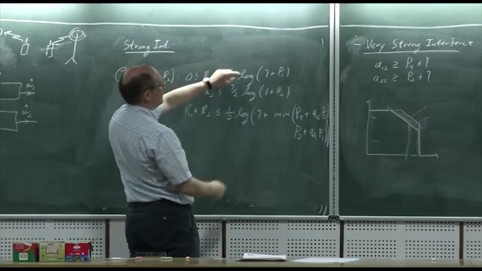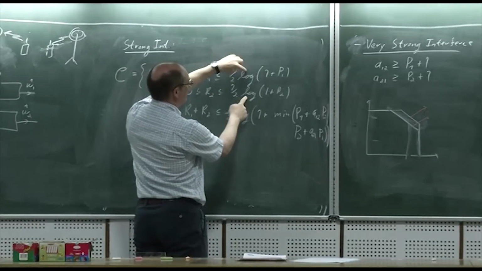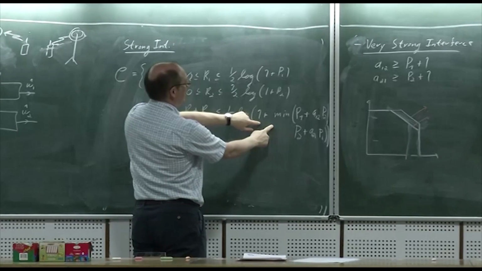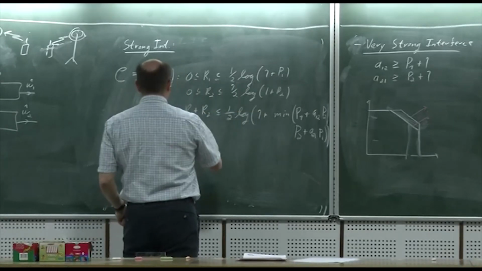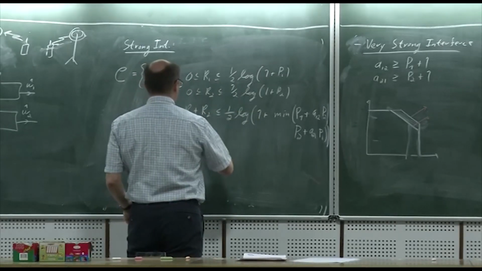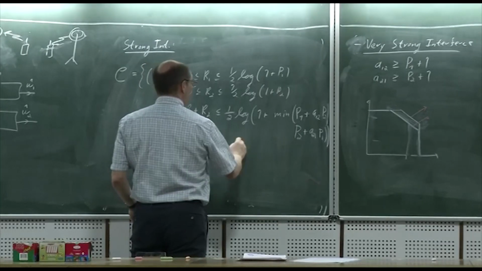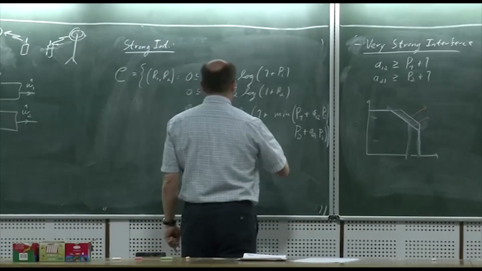If we take the sum rate here, what has to happen is the sum of these two has to become less than that. So effectively, 1 plus P1 times 1 plus P2 has to start becoming less than or equal to this minimum.